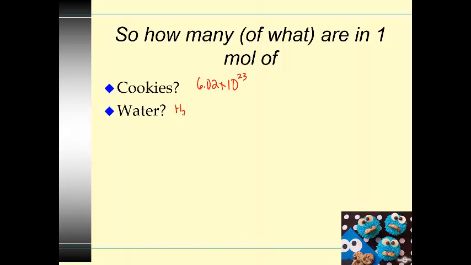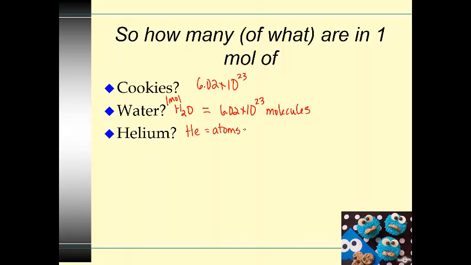All right. What's in 1 mole of water? Well, water's H2O. So it's 6.02 times 10 to the 23rd molecules, because it's covalent. In 1 mole of H2O, there's that many molecules. What about helium? Well, helium is represented by atoms. So 1 mole of He equals 6.02 times 10 to the 23rd atoms of He, you'd be right on.